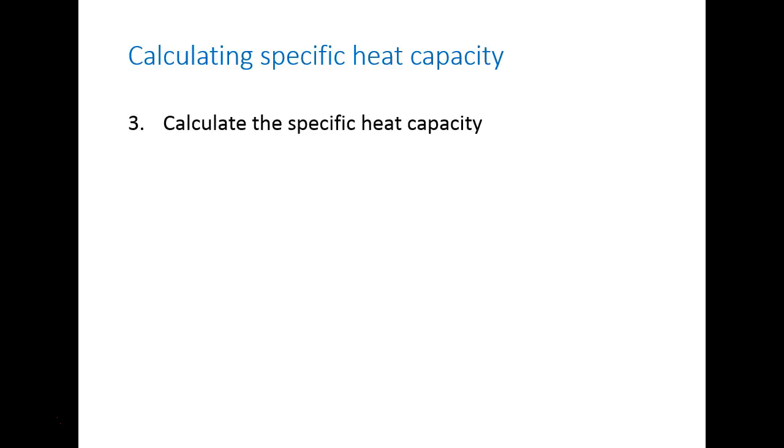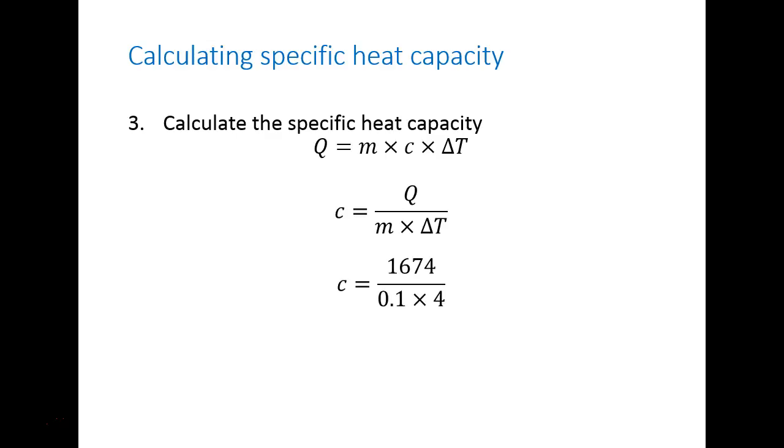The third step is we're going to try and calculate the specific heat capacity. So the equation we're using is Q equal to M multiplied by C multiplied by delta T. So remember, rearranging it, we have C equal to Q divided by M multiplied by delta T. Okay, put everything into the equation. Q, the heat energy, is 1,674. M is 0.1, and delta T, change in temperature, is 4.